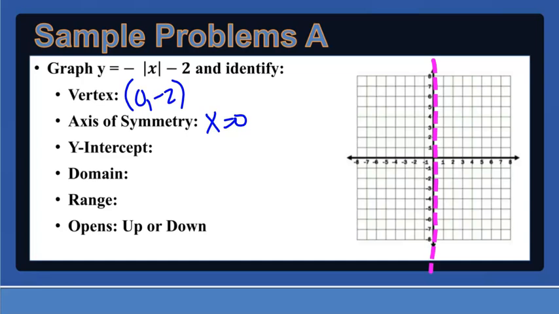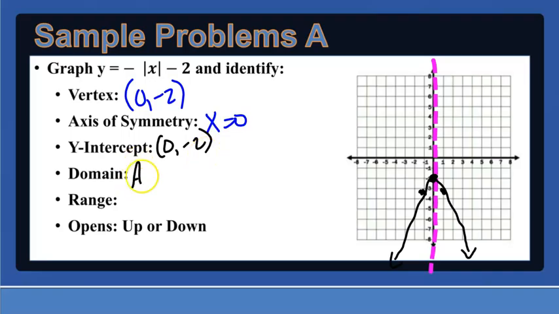Okay, plotting our point, 0, negative 2. There's our vertex. And then if I plug numbers in, 1 for x, the absolute value of 1 is 1, times negative 1 is negative 1, minus 2 is negative 3. So 1, negative 3. And then I can mirror that one, which would be negative 1, negative 3. I just need 3 points as a minimum to graph, 1 on each side plus the vertex. The y-intercept is 0, negative 2.